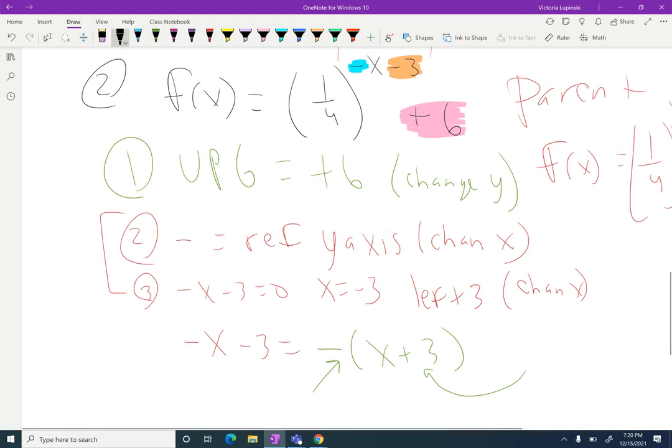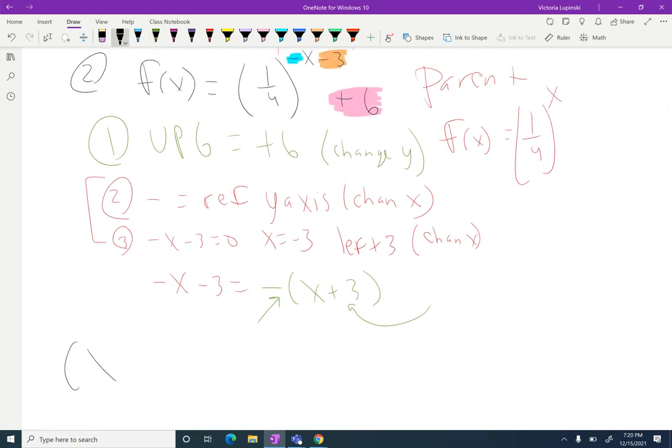As far as what you're going to do to some random point, x comma y, again, you're going to write me a new function rule that tells me how the x's are changing and how the y's are changing. So in this case, the y's are only going up by 6. So you're taking whatever the original y is and you're adding 6 to it.